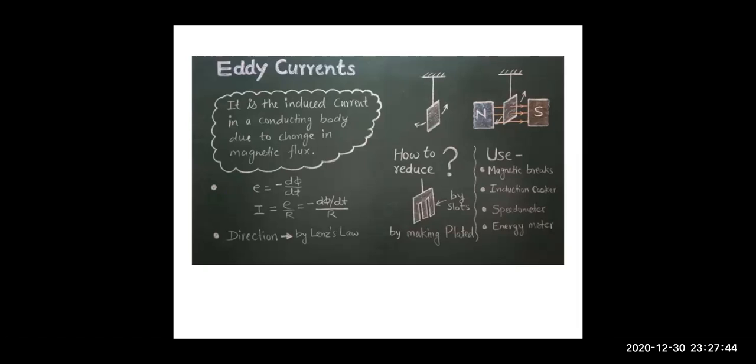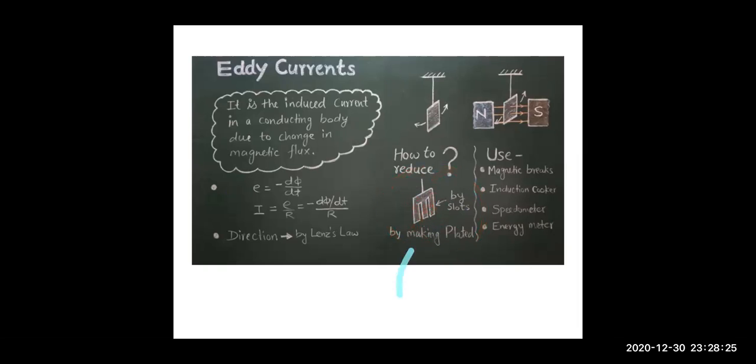Now let's talk about how we can reduce it. So children, as you can see in the picture over here, eddy current can be reduced by making slots. Here you can see some gaps, right? By making slots or by making holes in the metal plate. Because if we make slots or holes in the metal plates, then the eddy current will get reduced. The slots, the gaps, the holes, they will cut the path of the eddy current, and so the eddy current which is produced will be less, right?